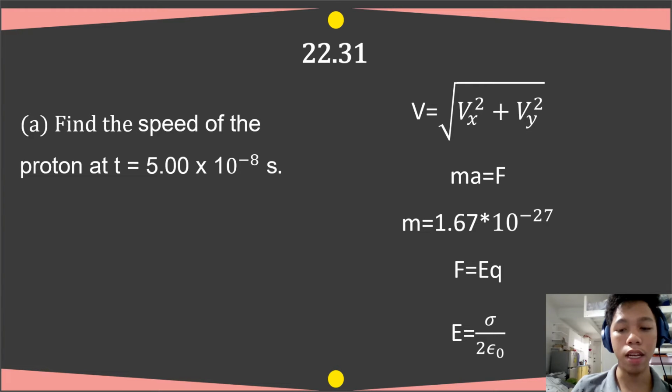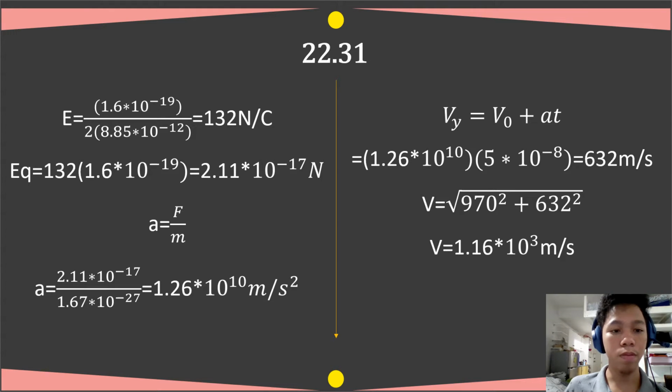multiplying the electric field by the charge of the proton, where E, the electric field, is equal to sigma over 2 epsilon naught. You just substitute the given value in the formula in finding the electric field, and then you will get 132 newtons per coulomb. Then you multiply what you got from the electric field by the charge of the proton, which will then be equal to 2.11 times 10 raised to negative 17 newtons.